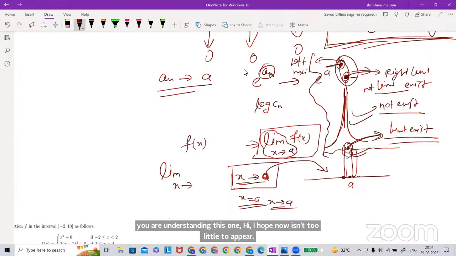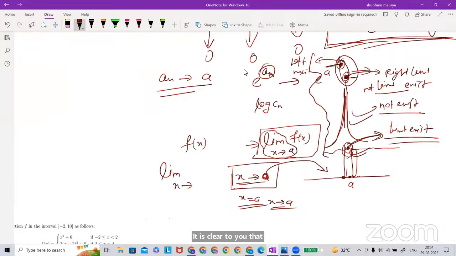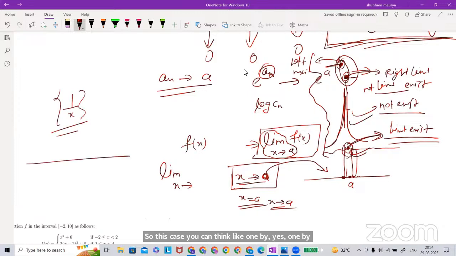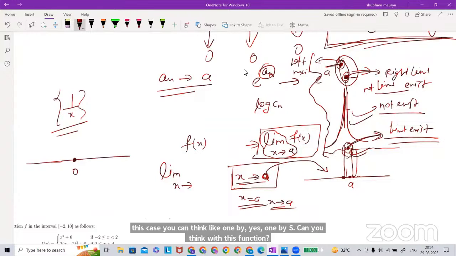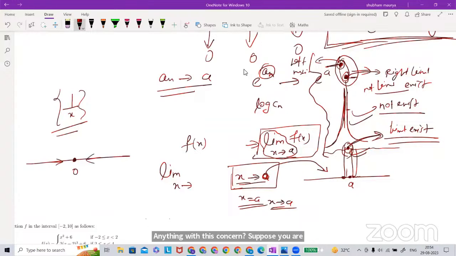Sir, I am confused once again in the middle one, this one. Yes, sir. So in this case you can think of 1 by x. Can you think with this function? Suppose you are at 0 and you are giving input from this side and this side. What will happen with this function?